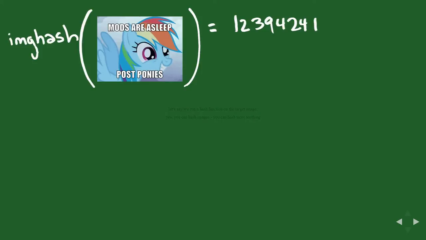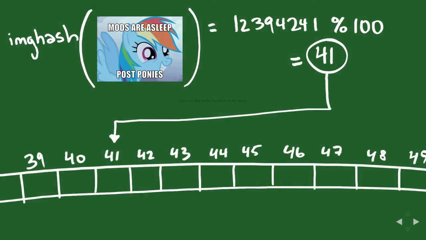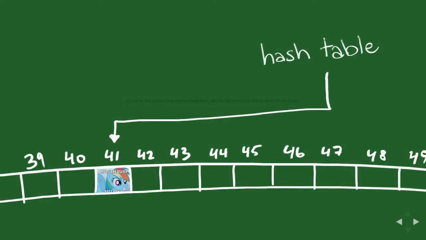So let's say we run a hash function on the target image. Yes, you can hash images. You can hash just about anything. Mod the result by the length of an array, move to that index location in the array, and then save a link to the image there. Then, when we're checking a new image, we can hash it and then check to see if it's in our array. Of course, this is just a bog-standard hash table, and I'm supposed to be talking about bloom filters.